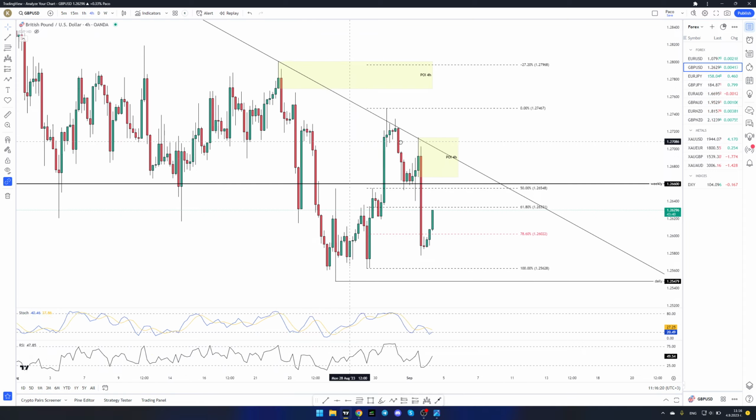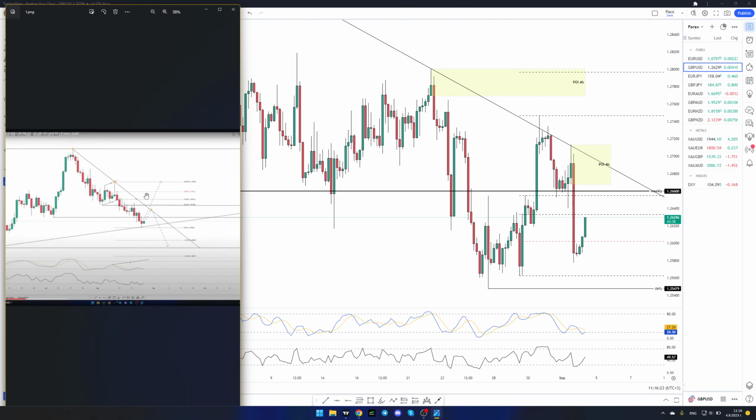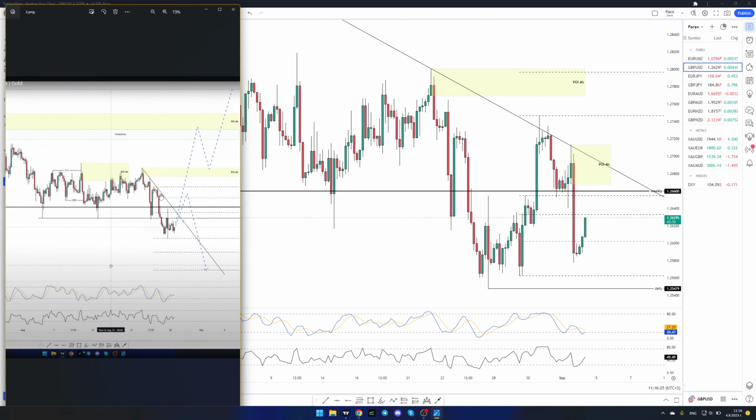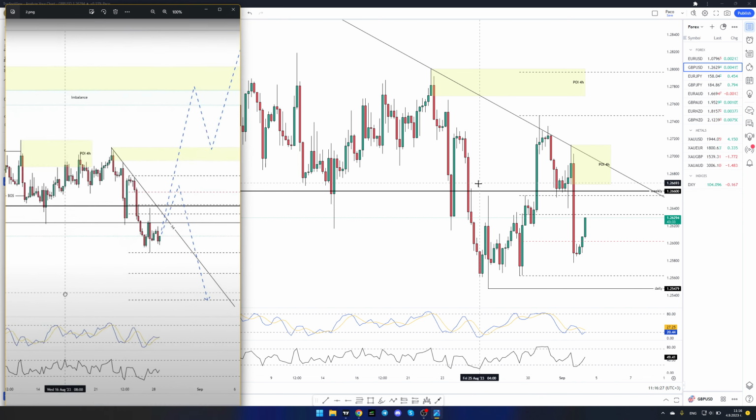Now let's move to pound to US dollar. Let's take a look at the picture. It was on the 4-hour time frame.